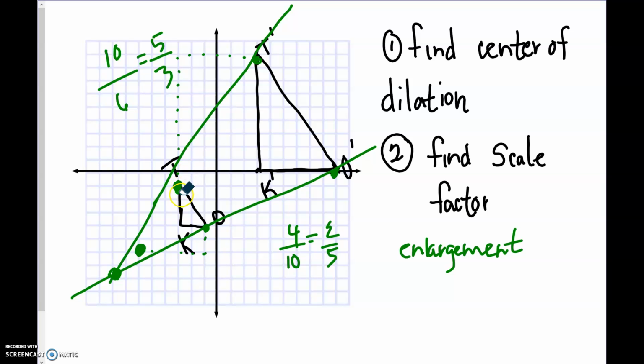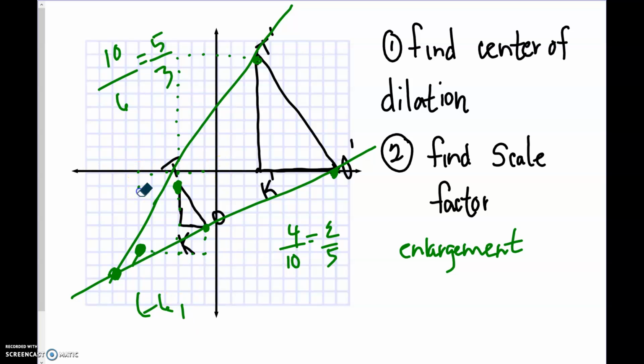So I'm going to go down 1, 2, 3, 4, 5, and over 1, 2, 3. And you can see that it should have brought me right to this point right here. So my center of dilation is going to be 1, 2, 3, 4, 5, 6. So I think that's at a -6.